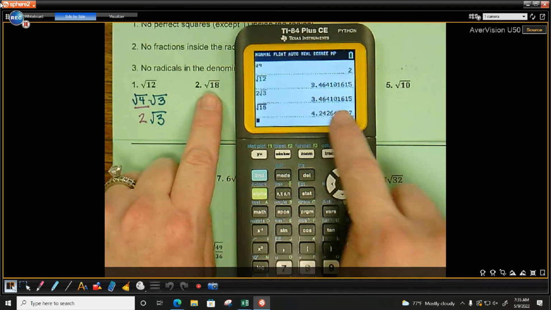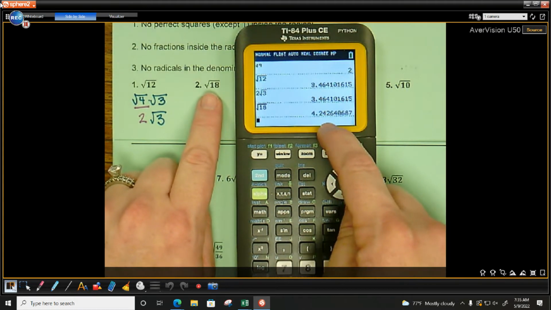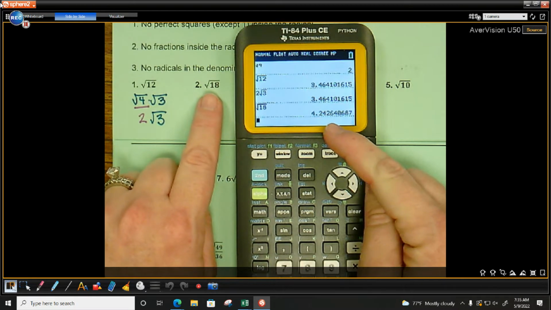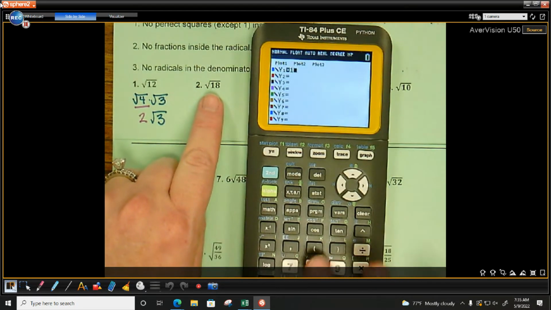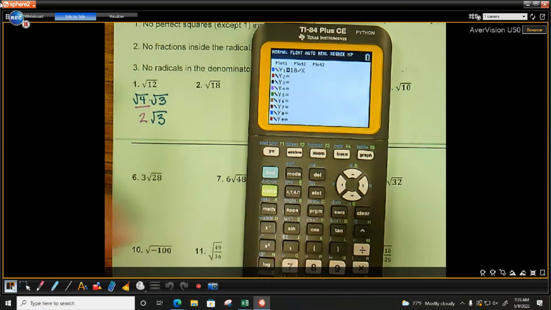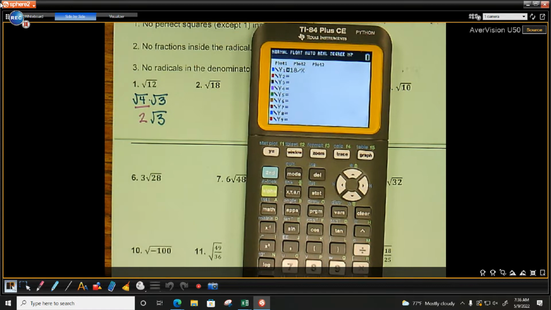Yep. So, I got a decimal. Is that my correct answer then? Nope. So, I'm going to go to y equals, and I'm going to do 18 divided by x. So, I'm going to y equals now, and I'm doing 18 divided by x.